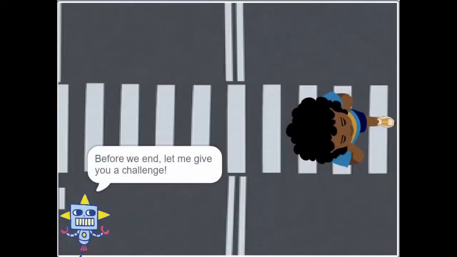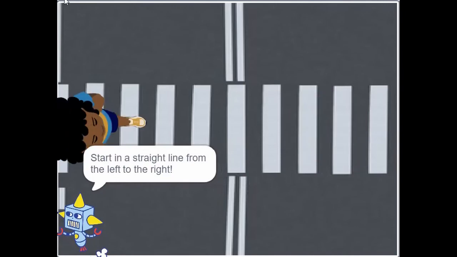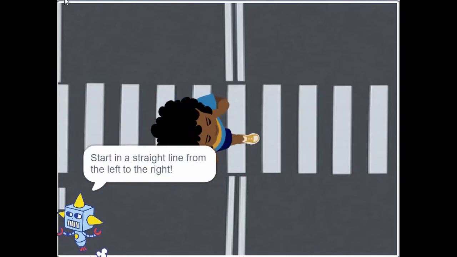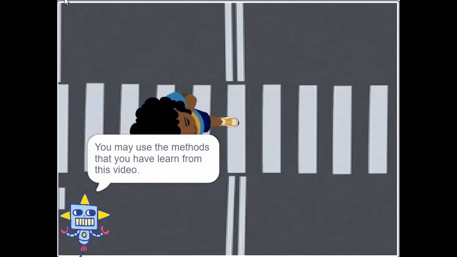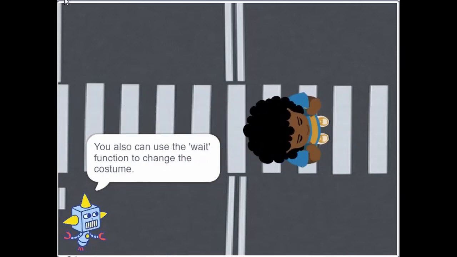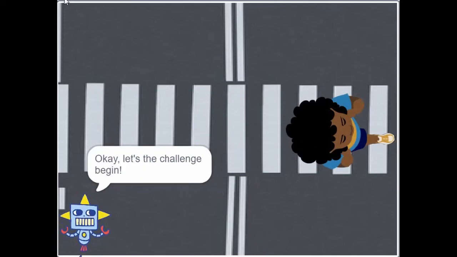Before we end, let me give you a challenge. I want you to create a walking person on a zebra crossing. Start in a straight line from the left to the right. You may use the method that you have learned from this video. You can also use the wait function to change the costume. Okay, let the challenge begin.